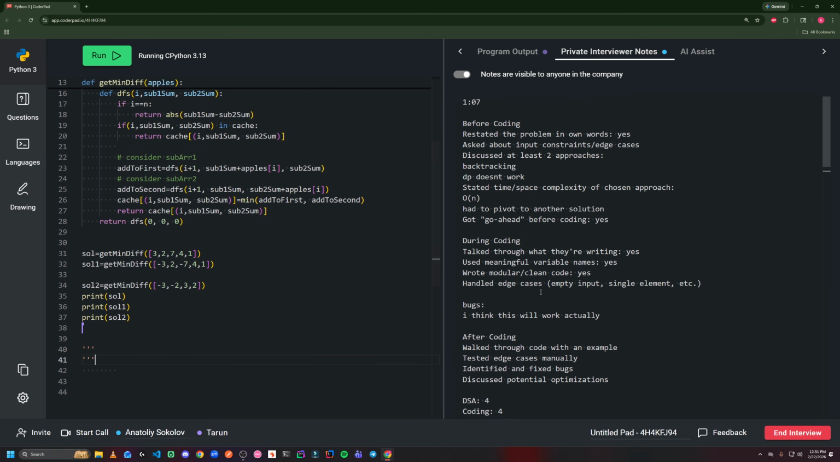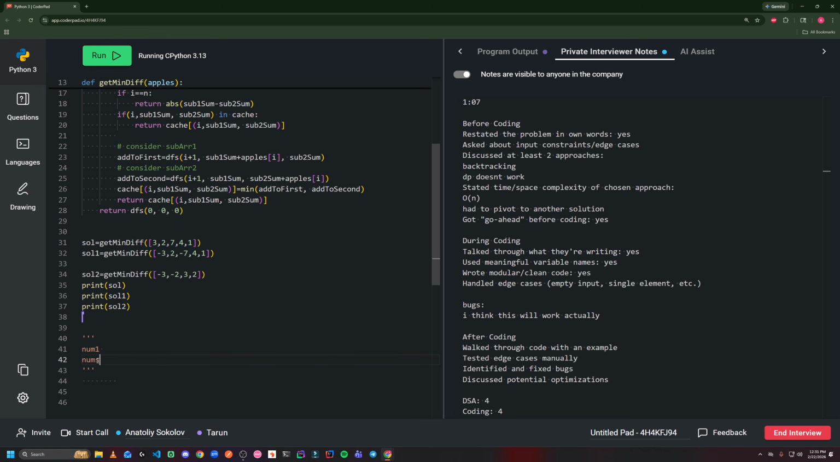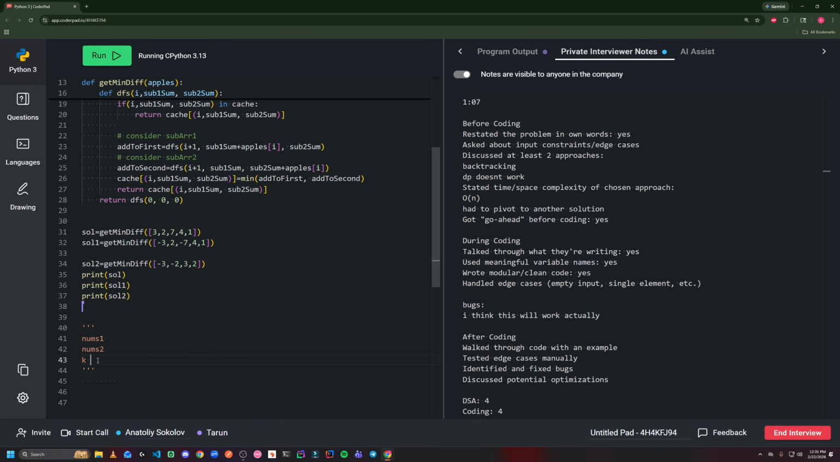And time-wise, we have about 35 minutes left. So, second one. You're given two arrays, nums1 and nums2. You're also given an integer k. So let me give you an example.